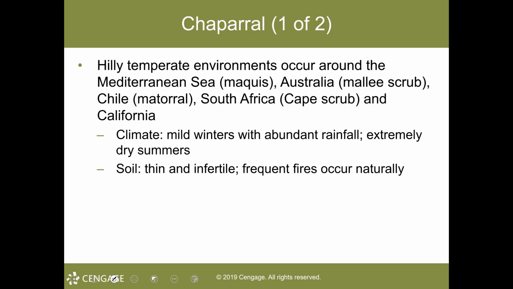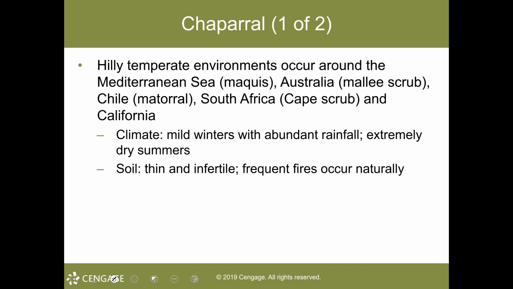The chaparral. It's a thicket of evergreen shrubs and small trees. Some hilly temperate environments have mild winters with abundant rainfall combined with extremely dry summers. Such Mediterranean climates, as they are called, occur not only in the area around the Mediterranean Sea, but also in California, Western Australia, parts of Chile, and South Africa. And so in California, this environment is called the chaparral.